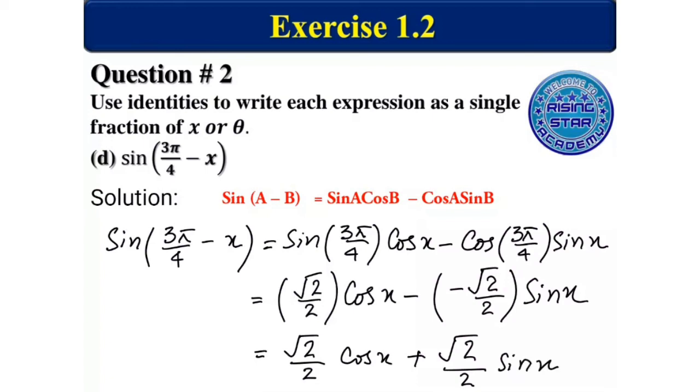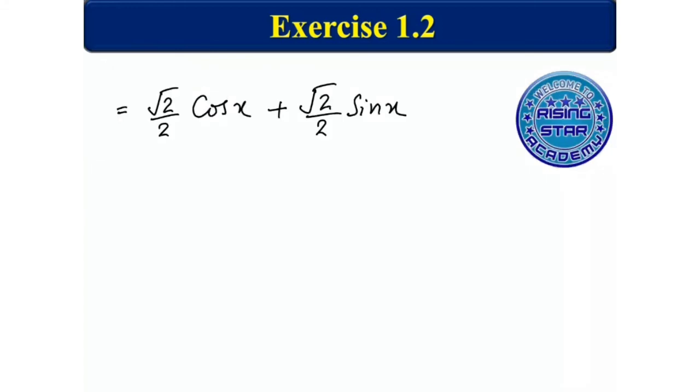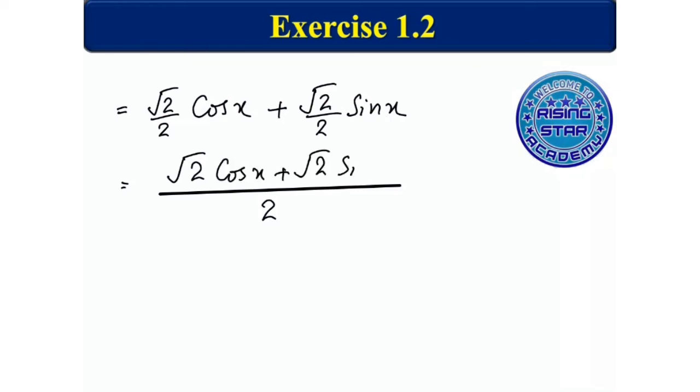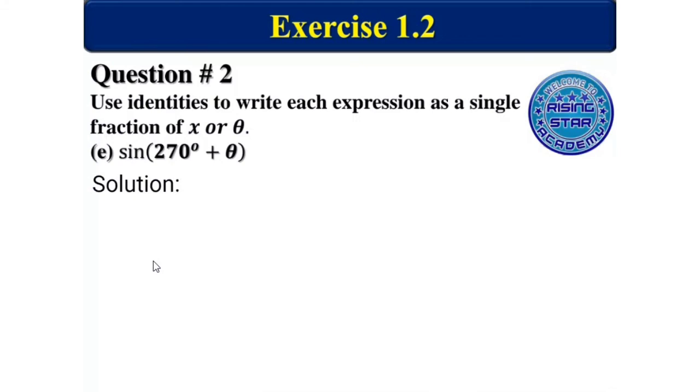So now I will take the LCM. My LCM would become 2, and we will write the numerator: root 2 cos x plus root 2 sine x. This is my answer. Now move to the next part.